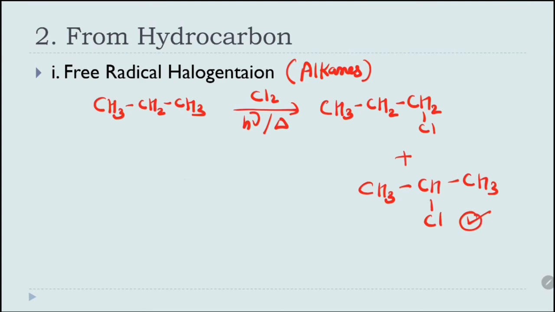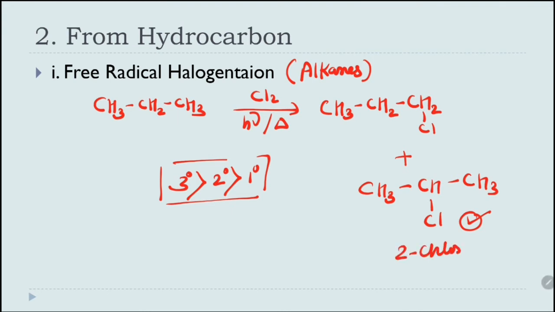Okay, because we know that the stability of free radicals is in the order of 3 degree greater than 2 degree greater than 1 degree. So this order will also be observed in the products. So this 2-chloropropane will be formed in major amount, but both of these products are possible.